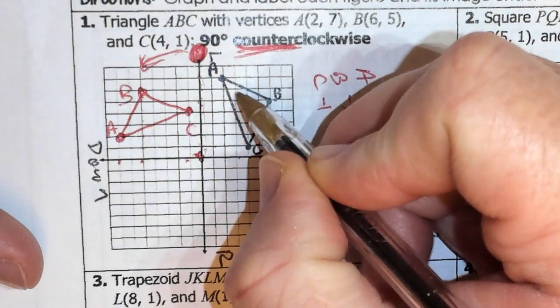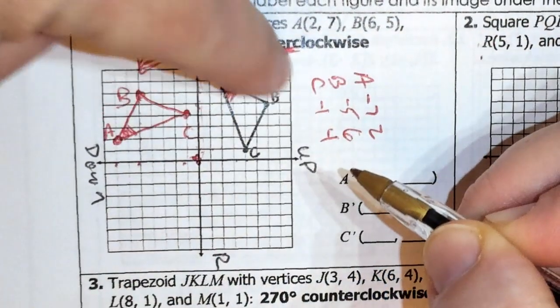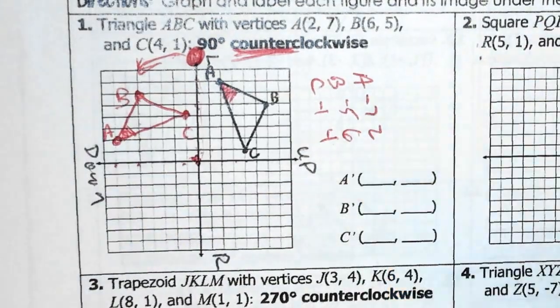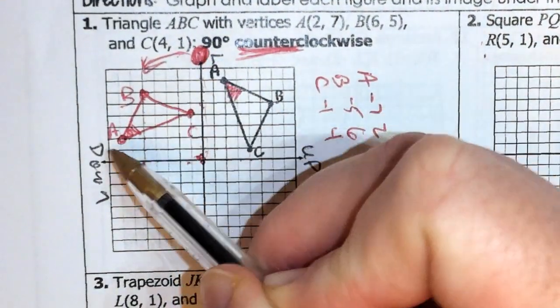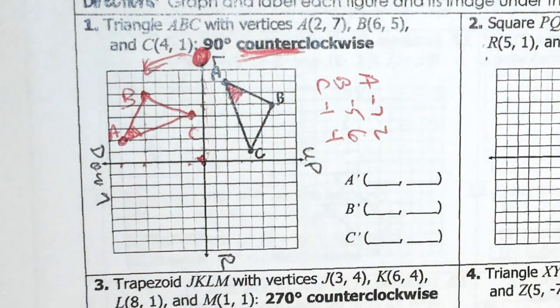Excellent. And I like to shade in A, and it's shaded right there. So does it look like it just spun around? Yes. So it went in this direction, one chunk. So that one chunk is 90. Boom. Okay, that looks legit.